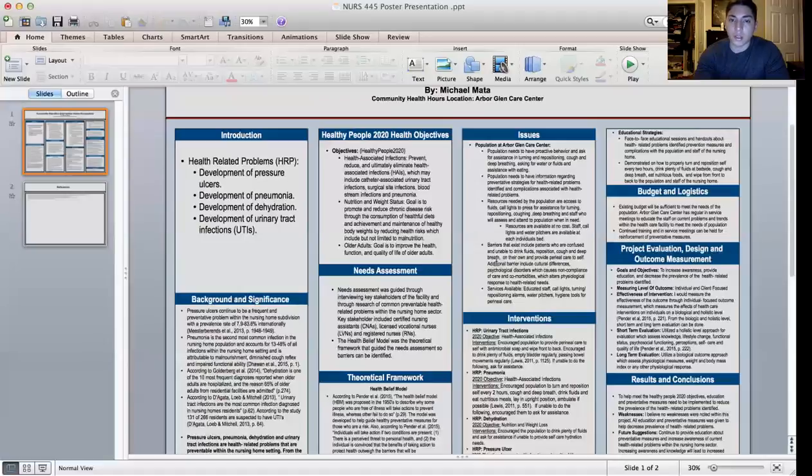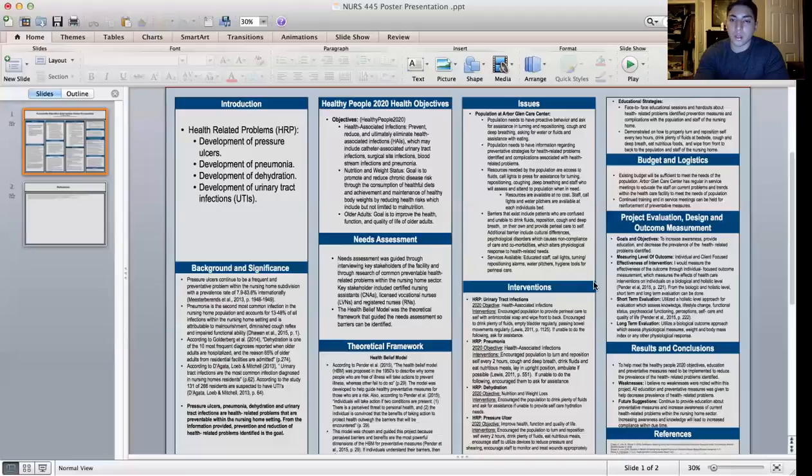However, there are barriers. The barriers that exist are going to be patients who are confused, which leads them to being unable to drink fluids, reposition themselves, cough and deep breathe, and ask for help in general. Some other additional barriers include cultural differences, psychological disorders which cause noncompliance of care, and also comorbidities, which are going to alter the physiological response to the health-related problems.